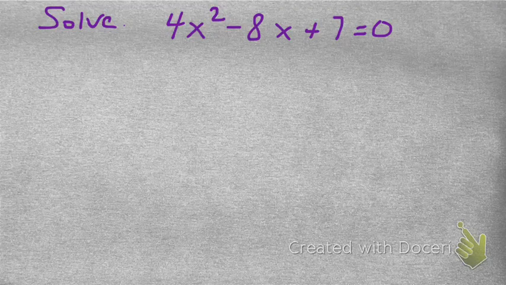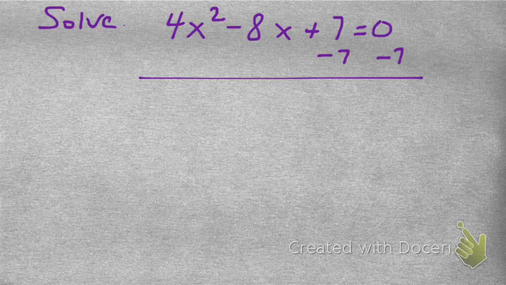Let's solve this quadratic equation by completing the square. Our first step will be to move the constant to the other side. We subtract 7 from both sides.